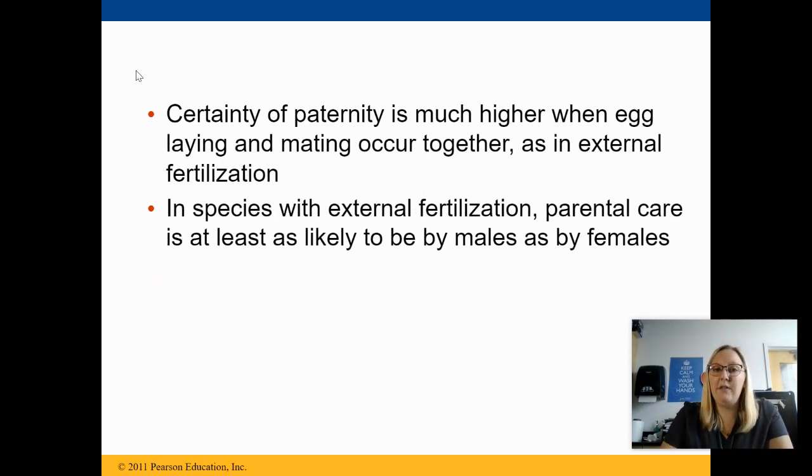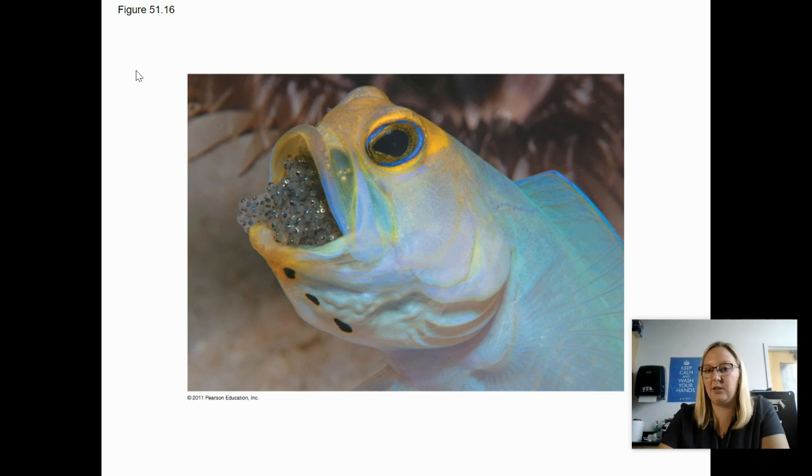The certainty of paternity is much larger when egg laying and mating occur together, as in external fertilization. In species with external fertilization, paternal care is at least as likely to be by males as it is by females. So certain types of fish are able to fertilize externally and lay eggs immediately.